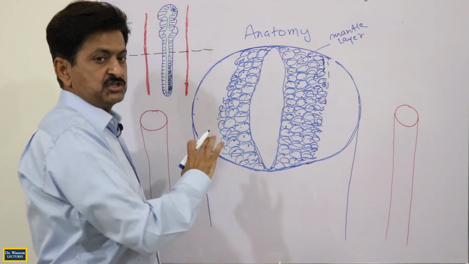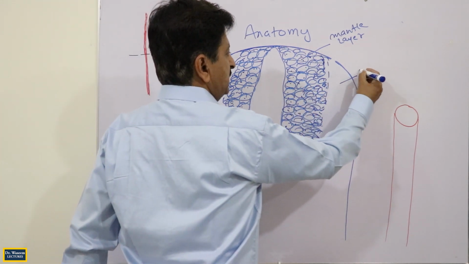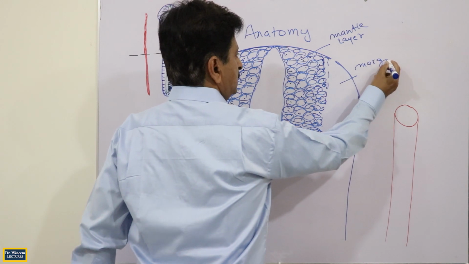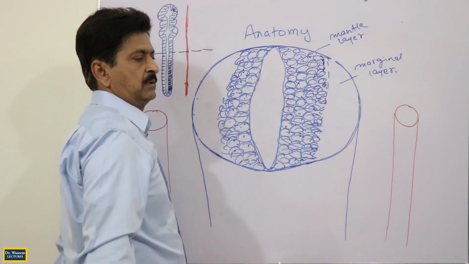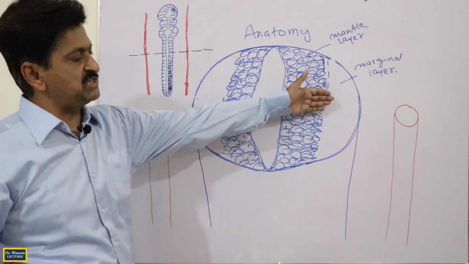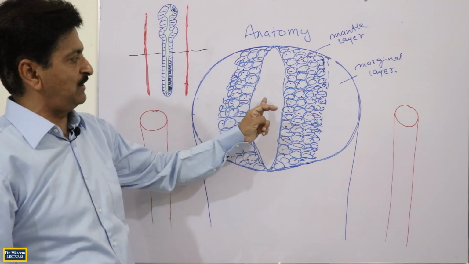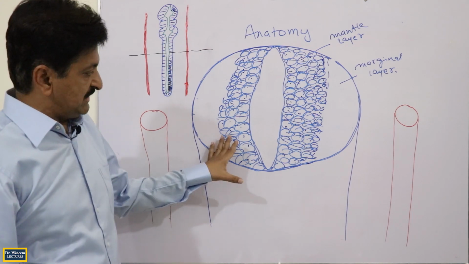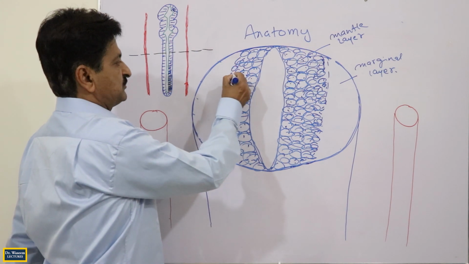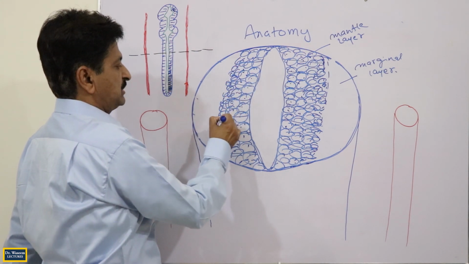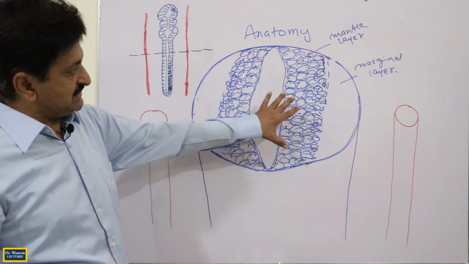And the one which is devoid of the neuroblasts or the nerve cells is called the marginal layer. So we have the two zones now: the marginal, which is in the margin, and the mantle, which is in the center. In the center of the mantle layer, we have the central canal. These neuroepithelial cells have given rise to these neuroblasts, and now they are the mature neurons, and these mature neurons lie in the mantle layer.